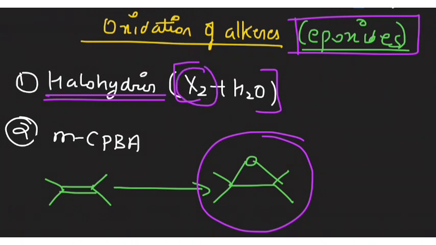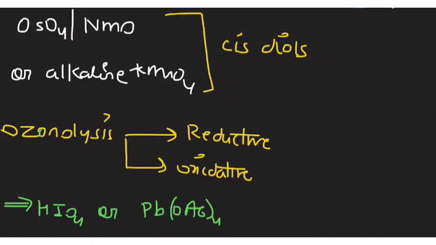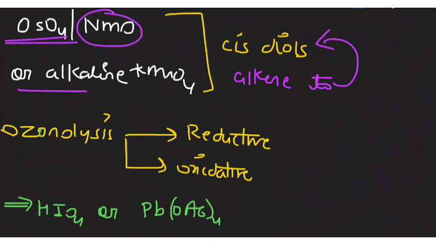You can take any halogen, for example Cl2 plus water. And MCPBA. What is MCPBA? Metachloroperoxybenzoic acid, a peroxy acid having a peroxy linkage. Now the next point is conversion of alkene to cis diols: osmium tetroxide OsO4 with NMO, and alkaline KMnO4. Very, very important, alkene to cis diol.